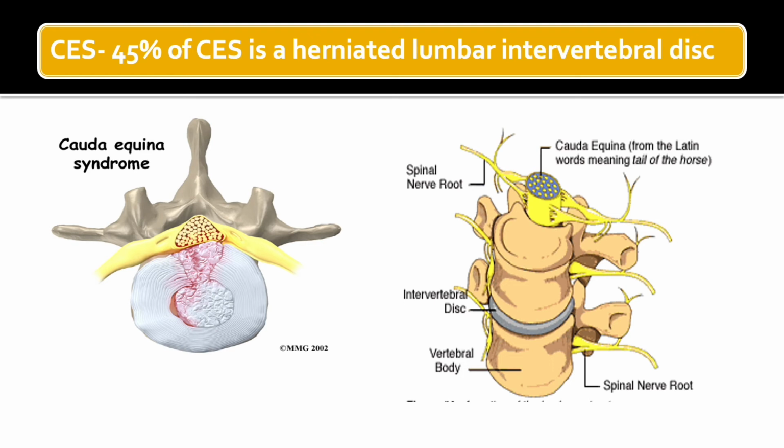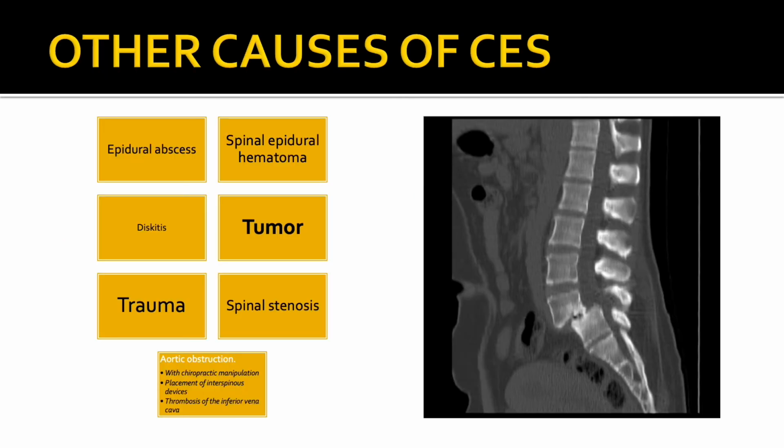Let us see what are the common causes of Cauda Equina Syndrome. 45% of Cauda Equina Syndrome is due to herniated lumbar disc. So you can see this is the vertebrae, and when there is a disc herniation, this can compress the nerve roots which are descending down. So 45% is due to herniated intervertebral disc, and of the remaining causes, tumors are very important. So this may be primary or secondaries.